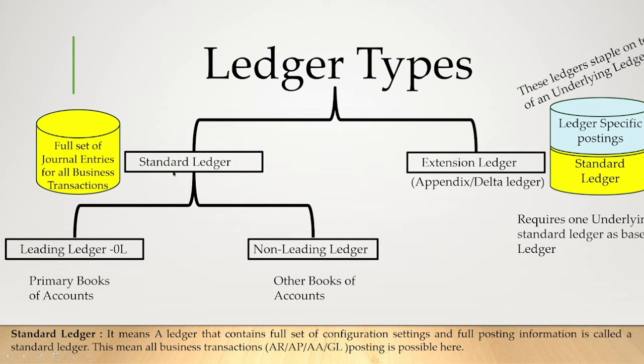And the standard ledger is again divided into two types: leading ledger, which is indicated with 0L, and non-leading ledger. Your primary books of accounts you are going to maintain with the leading ledger, and other books of accounts you are going to maintain in non-leading ledgers. So standard ledger means all business transactions are possible here, whereas extension ledger means the same standard ledger will come here, and over the standard ledger, you will have provision to post some ledger-specific postings. That is the extension ledger.